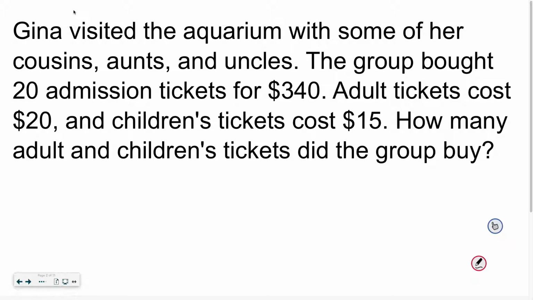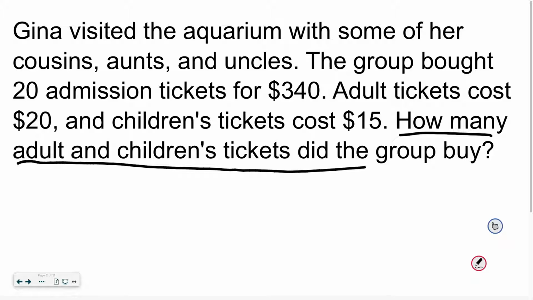What do you think? Because the children and adult tickets have different prices. How do you know that? Well, you know that they have different prices. The adults cost $20 and the kids cost $15. But what is it about the children and adult tickets here? Not just the price of each individual ticket. It asks how many adult and children's tickets. Yeah, the question is specifically asking you how many adult and children's tickets did the group buy?